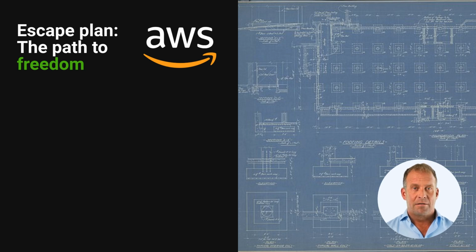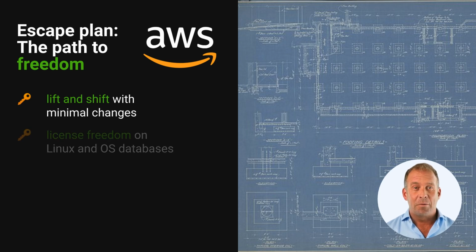Here's our escape plan. First, we get you into the cloud with a lift and shift where little to no changes are needed. That's going to modernize your infrastructure. Then we port your app to .NET Core so you can run on Linux and move to an open source database. Now you have license freedom. You're going to save so much money.